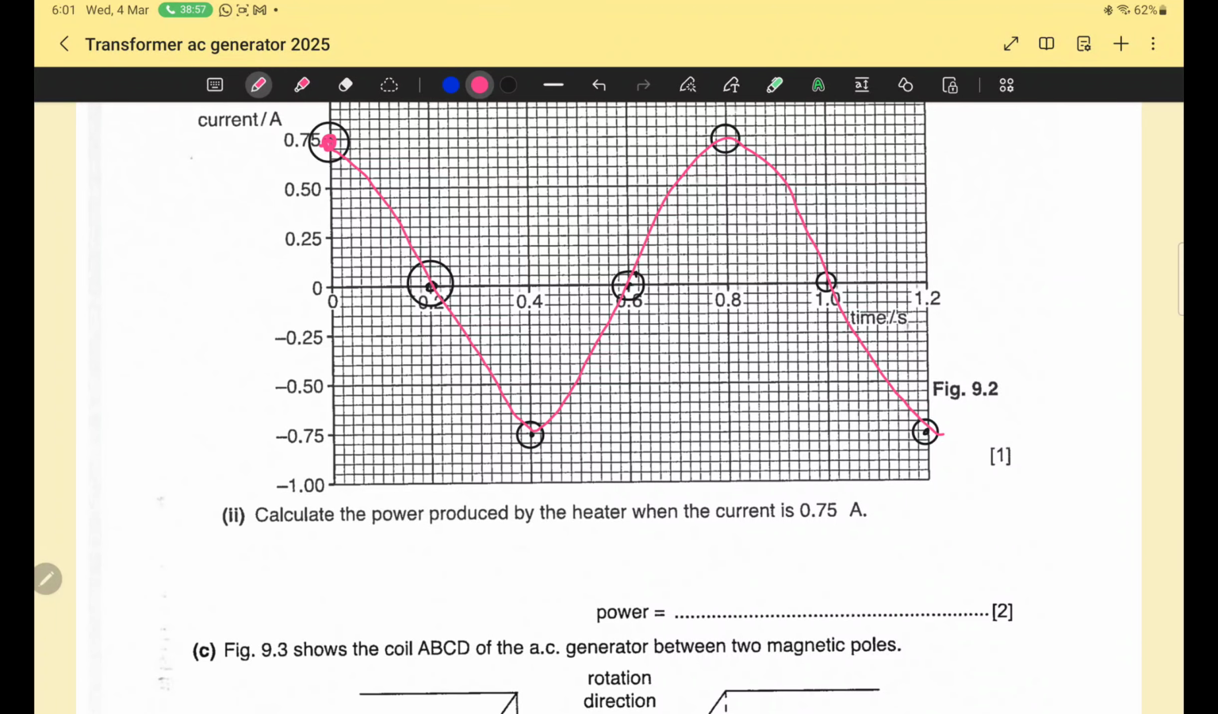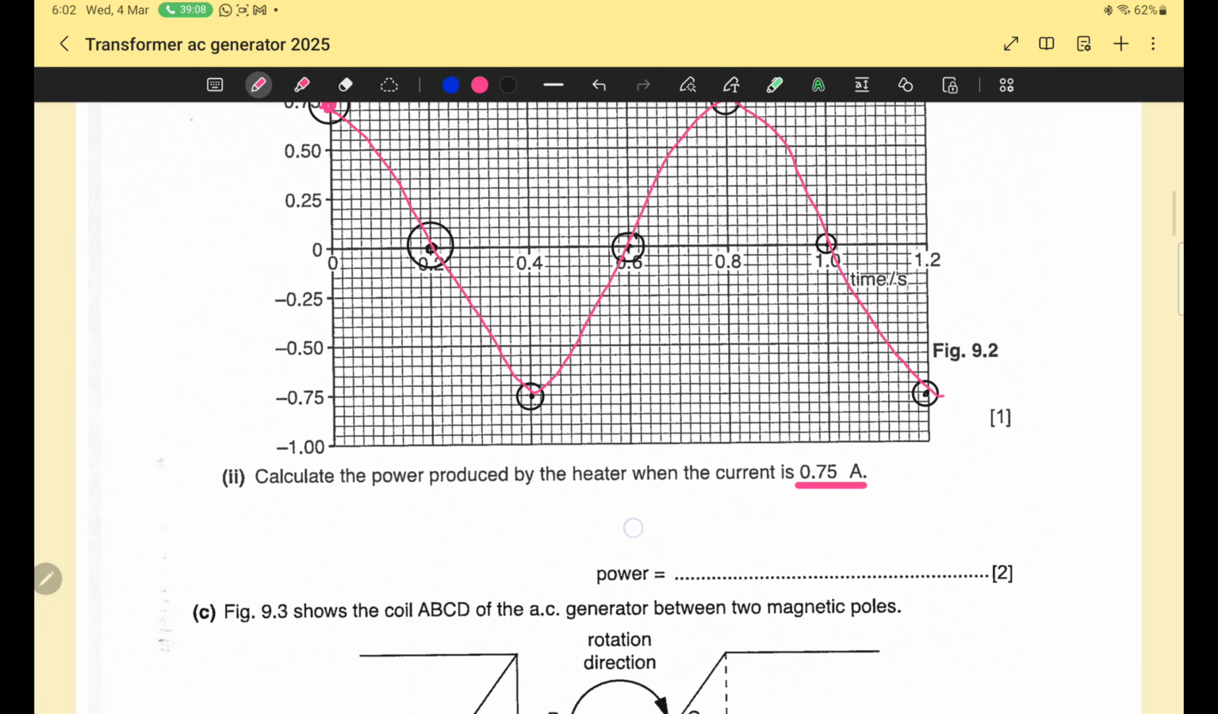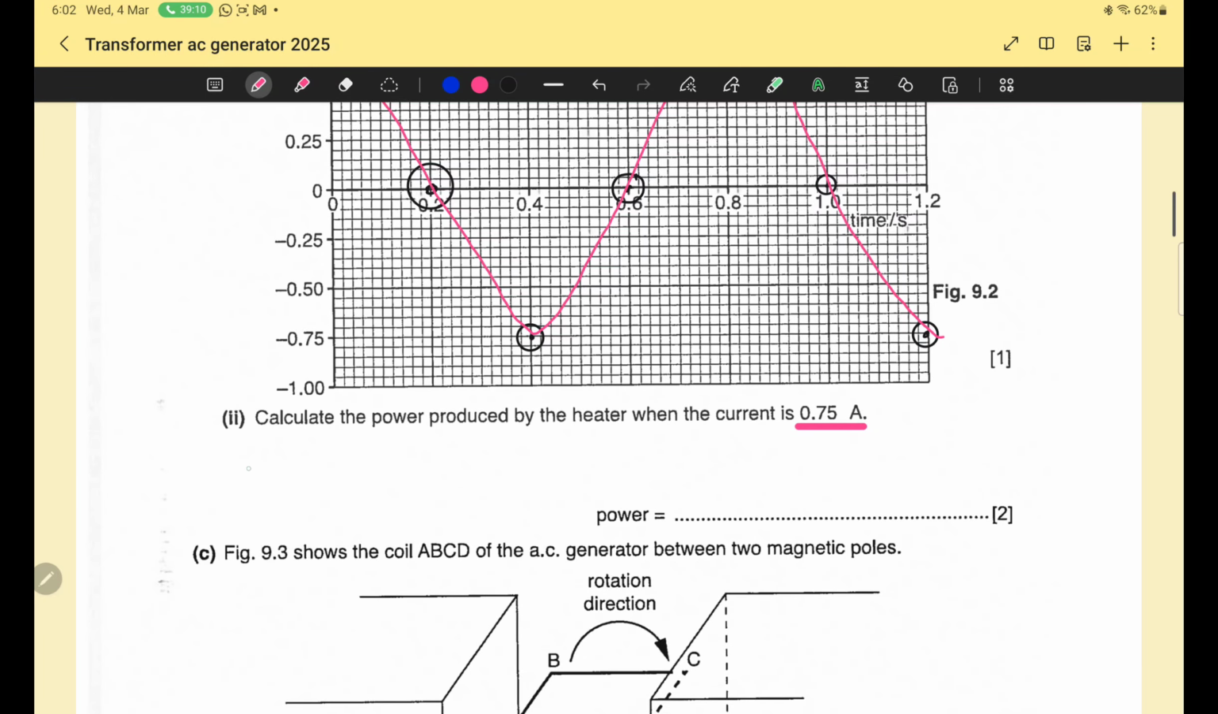Okay, and now they are asking to calculate power when the current is 0.75 ampere. But here, do you know any formula to calculate electrical power?